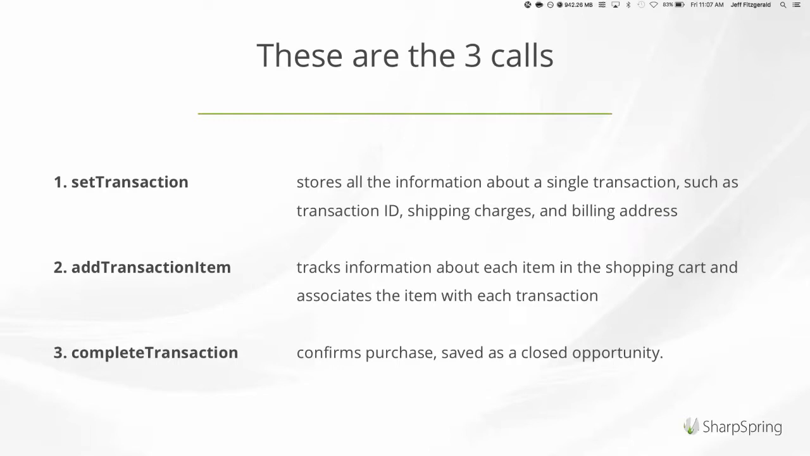Add transaction item tracks information about each item in the shopping cart and associates the item with the transaction. So, the overall concept there is, we're putting all this information in a set transaction, and we have a subset of this for an item. And then the complete transaction call confirms the purchase. And this is how SharpSpring knows that we've, in the system of SharpSpring's eyes, closed an opportunity, we've made a completed sale, right?